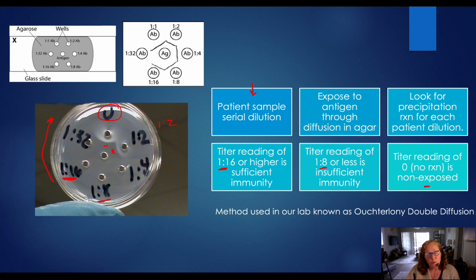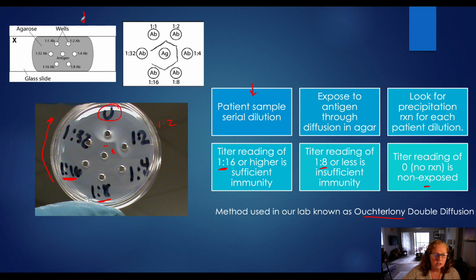So for this particular test, this is called the agglutination double diffusion, we certainly want to make sure that we know what our different titer cutoffs are. 0 is unexposed. 1 to 8 or less is insufficient, needs a booster. 1 to 16 and higher is considered sufficient immunity. There are lots of different types of titer tests out there. You may learn about the hemagglutination titer, other types of titers, but this is one of the originals out there, this double diffusion method.